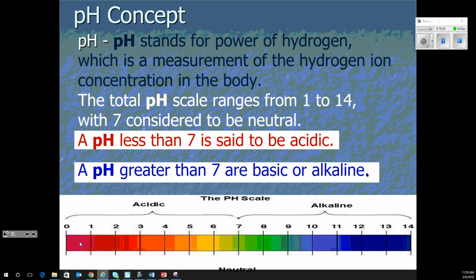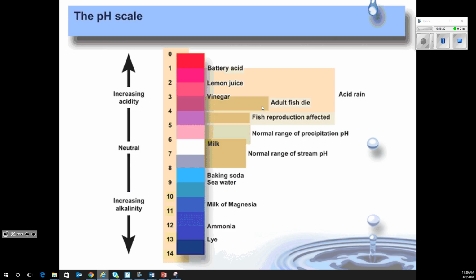The really strong bases, sodium hydroxide or potassium hydroxide, will be up at around 15, 16. So know that. We're going to go by P, and anytime you see P, it's going to mean minus the log.